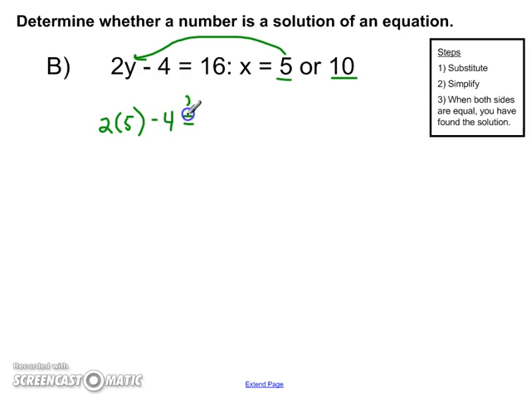Okay, and so is 2 times 5 minus 4 equal to 16? This is supposed to be a little question mark. Well, multiplication before subtraction, so 2 times 5 is 10. Doing that part first, minus 4. Still checking, is that equal to 16? Well, 10 minus 4, that's 6. Well, 6 is not equal to 16. So, not a solution. At least 5 is not a solution.